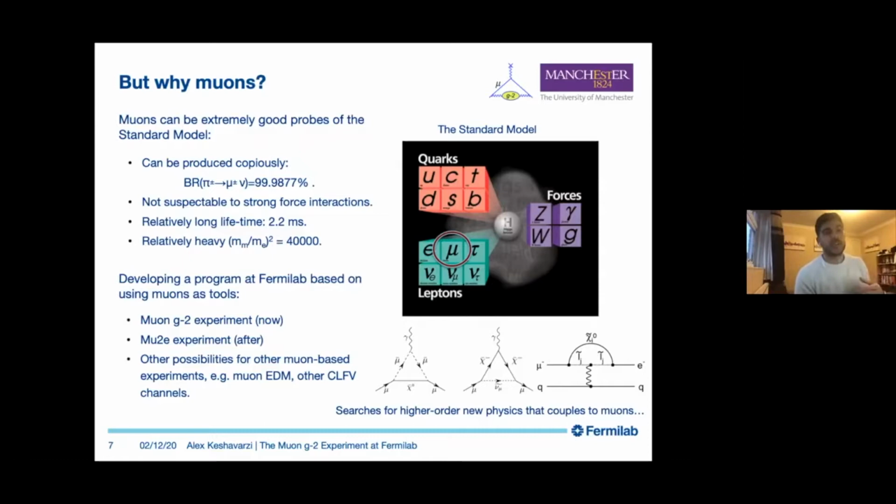those two experiments can be used for side measurements, like measuring a muon EDM, or other charged lepton flavor violating processes. And you can see some of those potential processes that we could search for in these Feynman diagrams in the bottom right hand corner here.